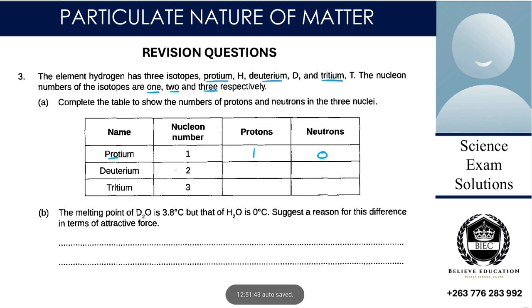Then deuterium is 2, then the number of protons has to be the same. So 1 proton, then it would have 1 neutron.